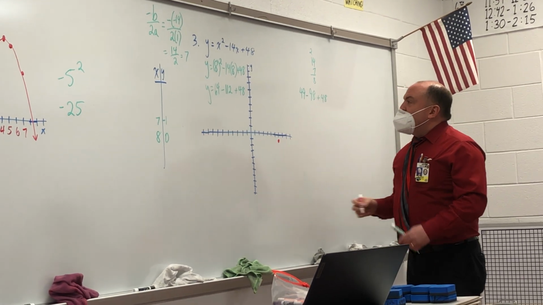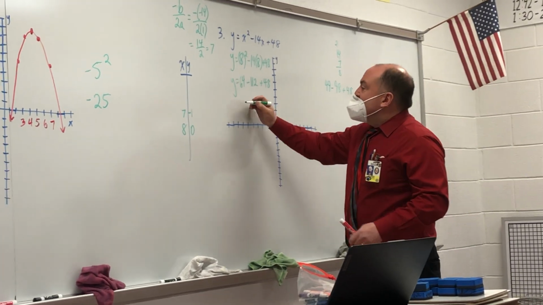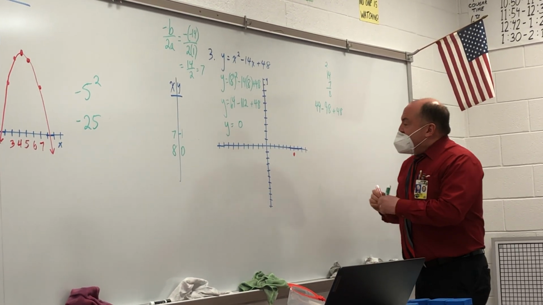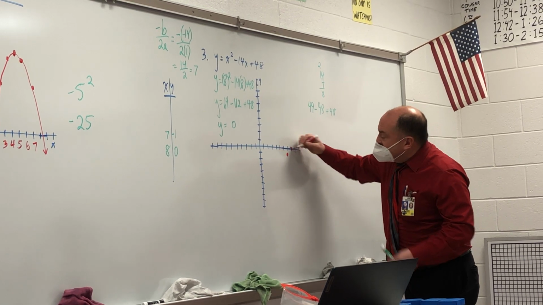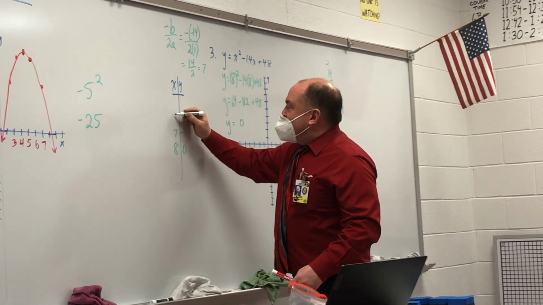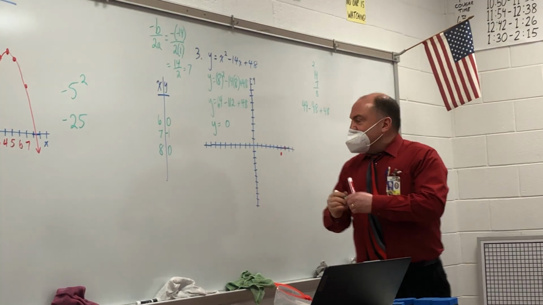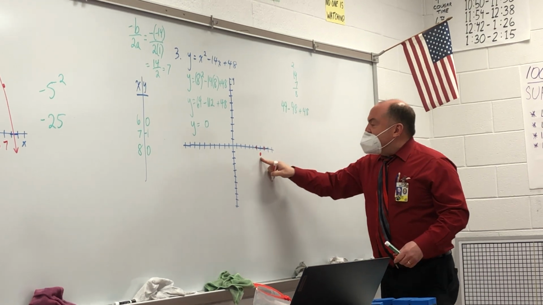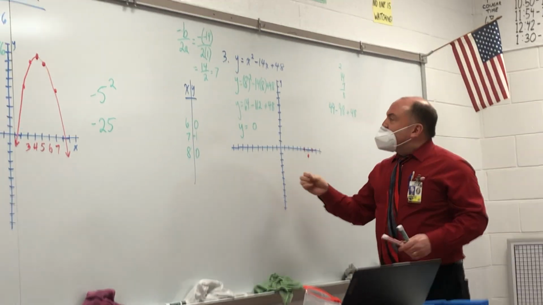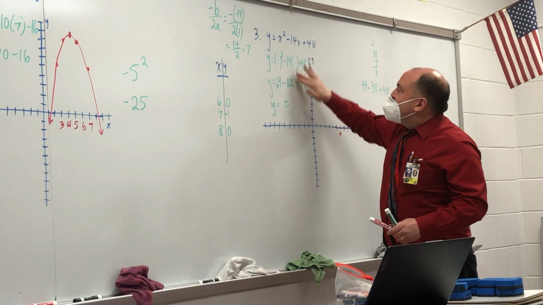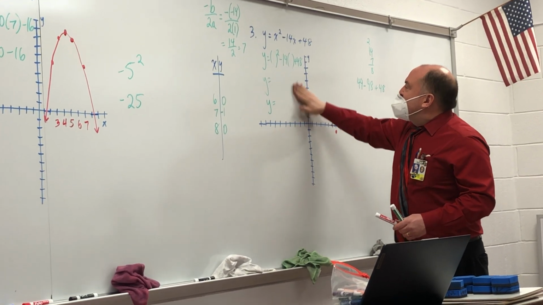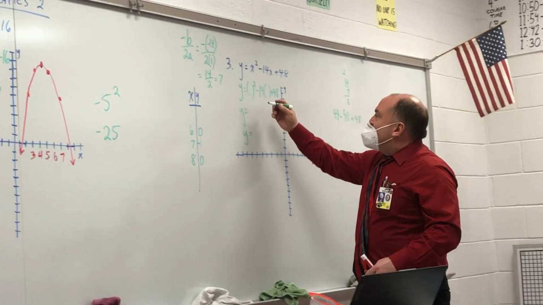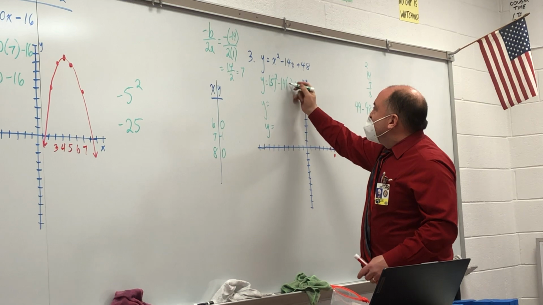So if 7 is negative 1, 8 is 0. So if 8 is 0, guess what 6 must be? 0. Very good. 6 is 0. So now that I've done 7 and 8, guess what I'm going to do next? 5 and 9. To make it easier on me, I'm going to do 5 instead of 9.